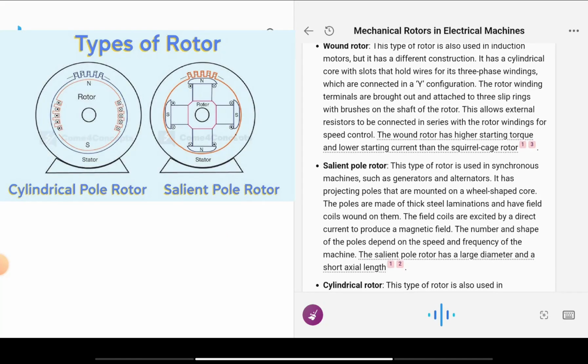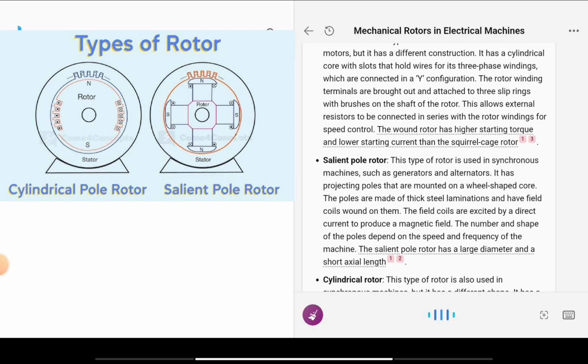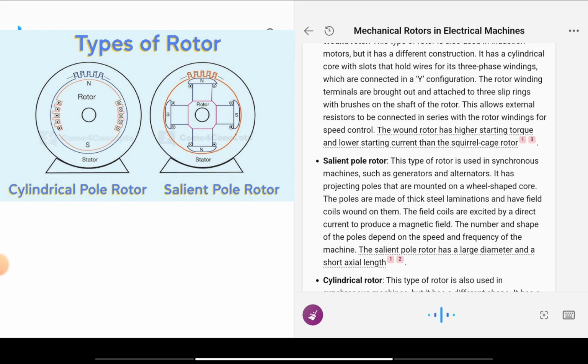Salient pole rotor. This type of rotor is used in synchronous machines, such as generators and alternators. It has projecting poles that are mounted on a wheel-shaped core. The poles are made of thick steel laminations and have field coils wound on them. The field coils are excited by a direct current to produce a magnetic field. The salient pole rotor has a large diameter and a short axial length.